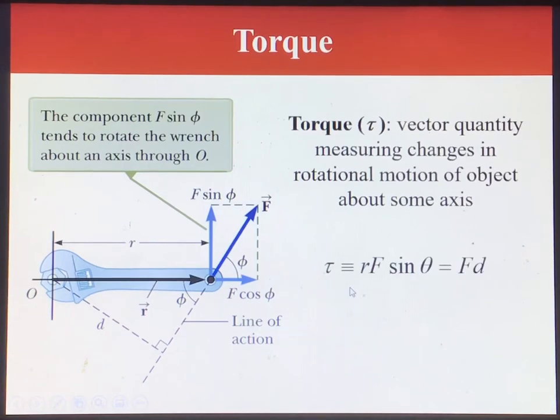So you can see that the torque in this example is given by this. It's just the y component of the force multiplied by the distance. The distance here is the distance from the axis. So we can write this as F times D.